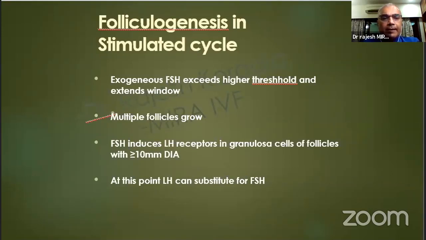So now, in a stimulated cycle, the aim is to have more than one follicle. And in a hyperstimulated cycle, to have multifollicular development. If we wish to have it, we need to satisfy the appetite of multiple follicles by providing them FSH levels higher than their individual threshold. So in a stimulated cycle, the exogenous FSH exceeds the higher threshold and extends the window. So there is multiple follicular recruitment and multiple follicular growth.